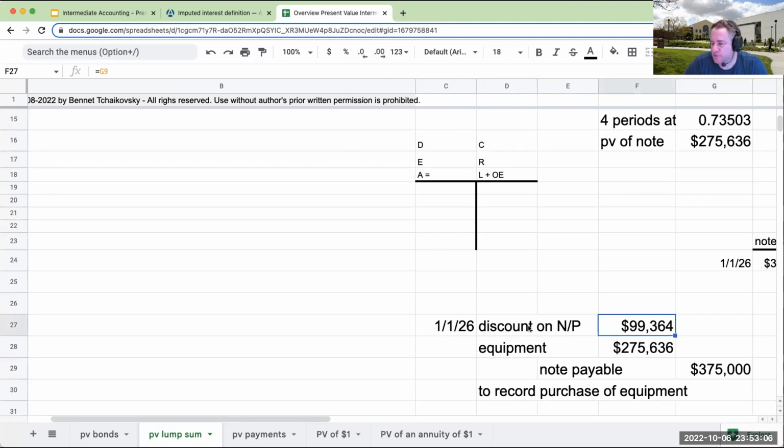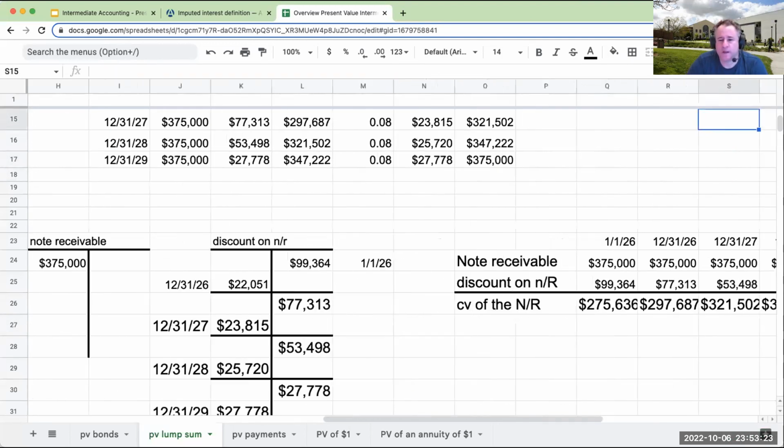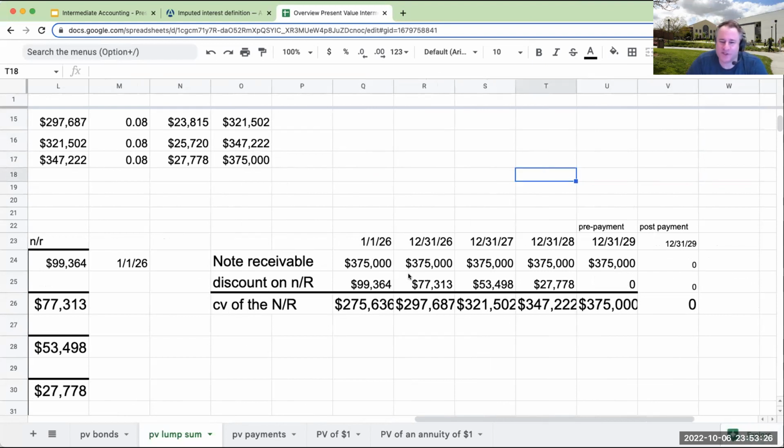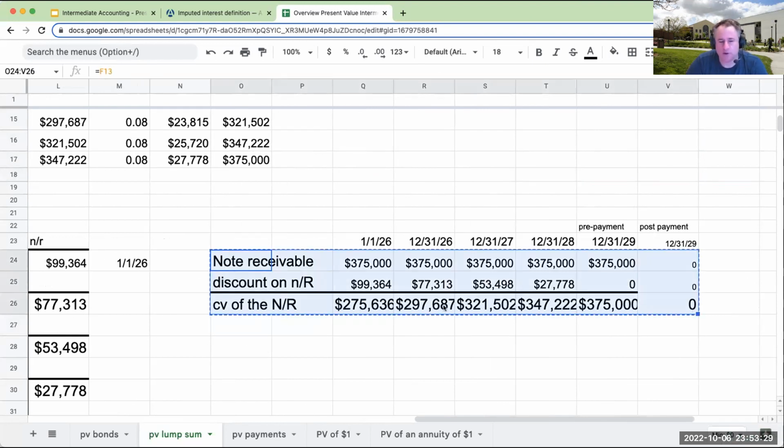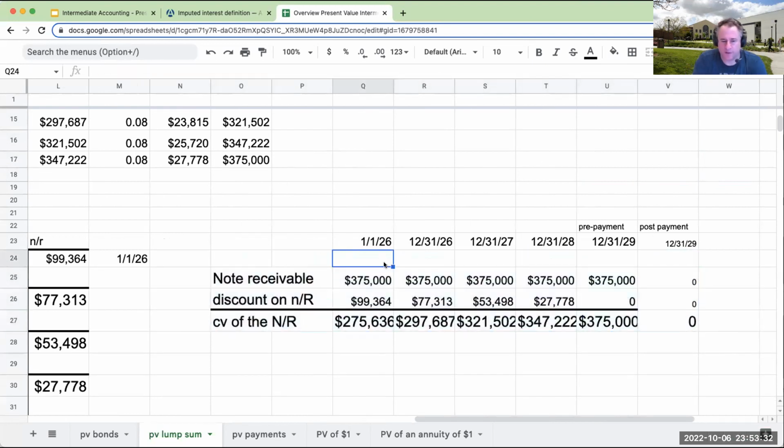So what I'm going to do is that every single year, I'm going to be going through and essentially recording this by saying, okay, I'm going to debit interest expense. I'm going to credit the discount on notes payable. By the way, just one other note in terms of the balance sheet presentation: when I look at this, this would be non-current asset, non-current asset, non-current asset. And now here, because it's going to be paid within a year, this will be a current asset.